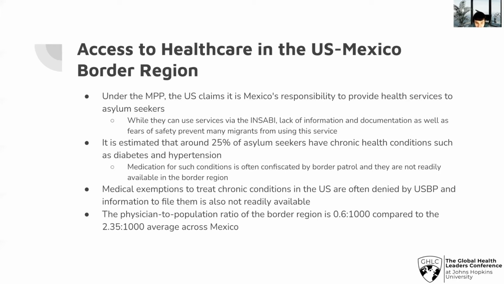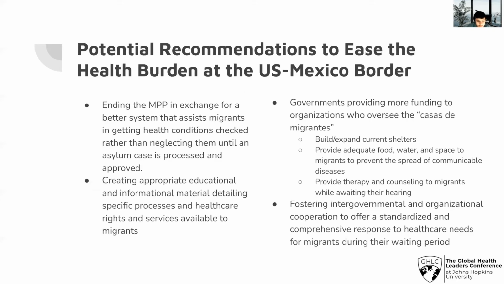One more thing to note is the physician to population ratio. In the border region, that is 0.6 per 1,000. That means there are 0.6 doctors per 1,000 people. And the average for Mexico is 2.35 per 1,000, meaning there's a lot less medical access and staff in the border region compared to the rest of Mexico, and of course the United States.